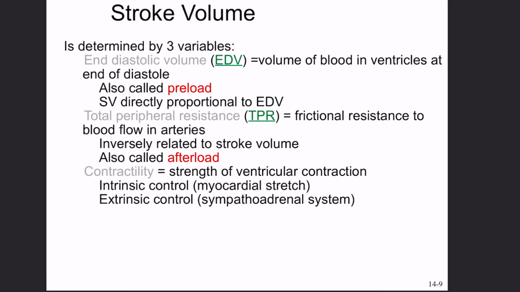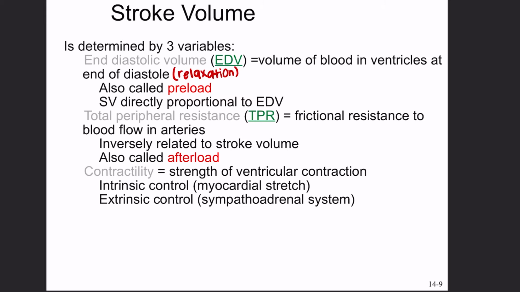End diastolic volume is the volume of blood in the ventricles at the end of diastole. Diastole is relaxation, and the end of diastole means right at the end of relaxation, while they're filling, right before contraction. So end diastolic volume is the volume of blood in the ventricles right before they are about to contract. This is also called preload because it's like preloading the ventricles with what they're about to pump out.